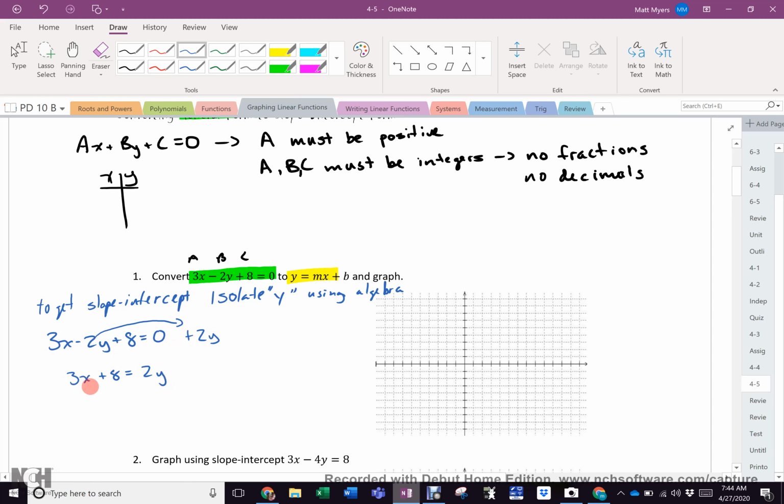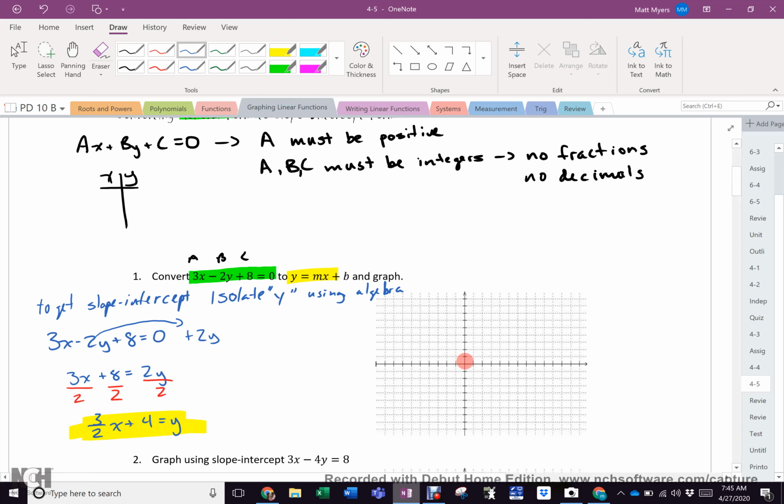Now, y is almost isolated. What math do I do to get rid of this 2? I divide by 2. If I divide this side by 2, I gotta divide this side by 2. And I get 3 divided by 2 x plus 4 equals y. And that is slope-intercept form, which means I can just go ahead and graph it.